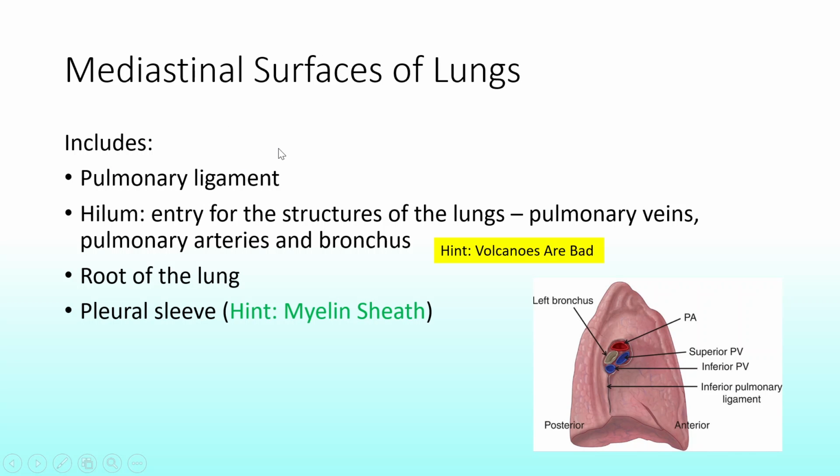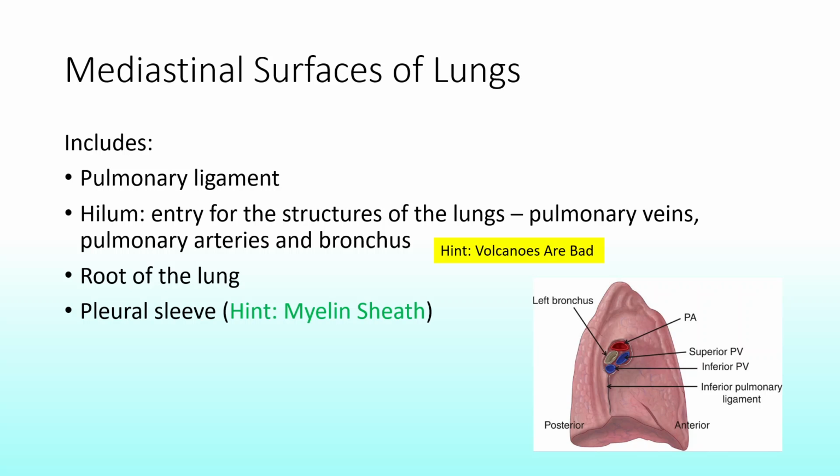Now let's look at the mediastinal surface of the lungs. So this includes the pulmonary ligament, and this is where the visceral and parietal pleura come together. Think about "palm" sounding like palm, so a handshake. When you handshake, you meet someone, right? Same thing with the visceral and parietal pleura coming together and meeting.